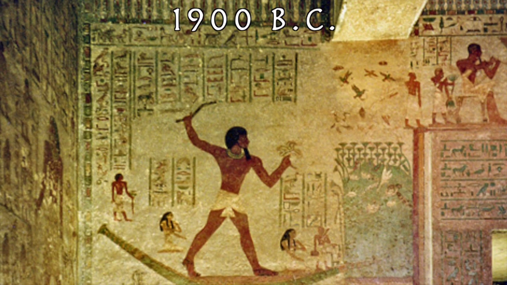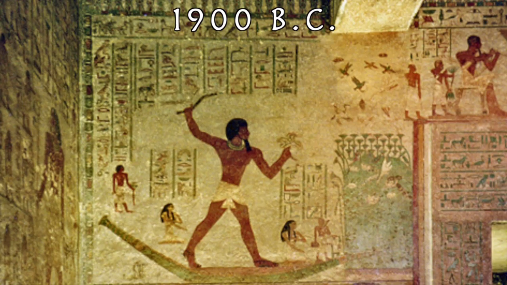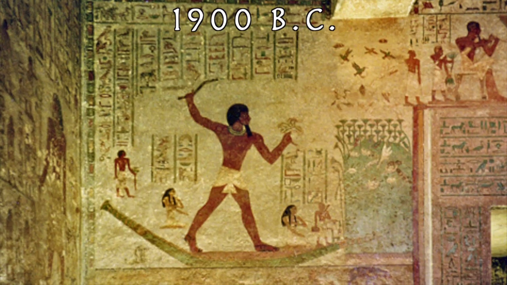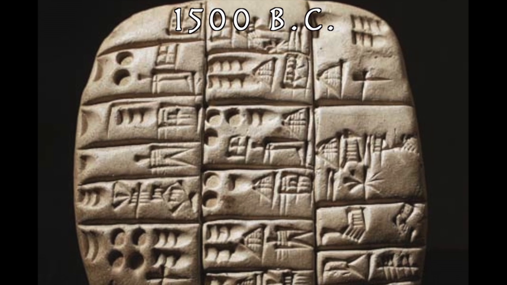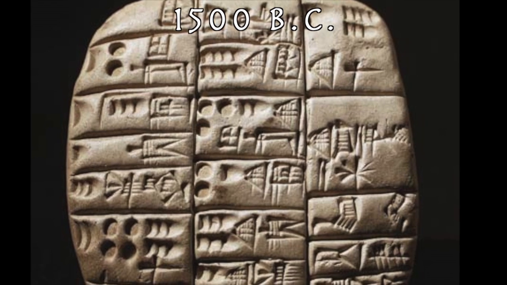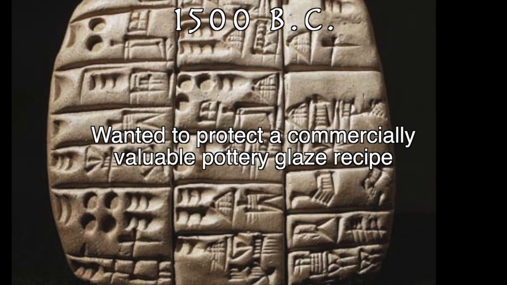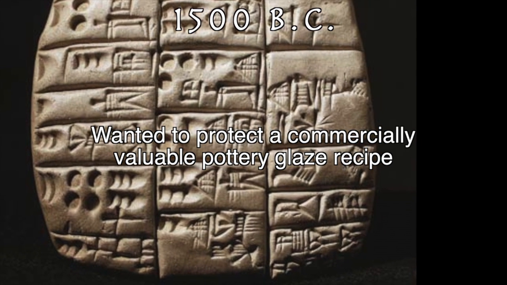In 1900 BC, the tomb of Khnumhotep II was drawn with some strange or unusual hieroglyphs. Although this was likely not done to portray a secret message, it is the first time that such techniques were used, and thus begins the history of cryptography. The first known encryption happened in 1500 BC in Mesopotamia, when a craftsman disguised a pottery glaze which he believed to be commercially valuable by omitting letters and changing the spellings of some common words.